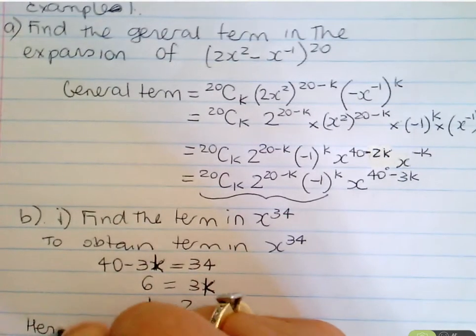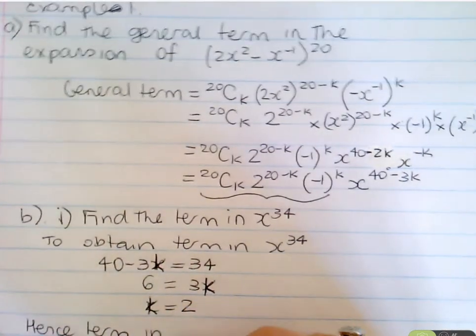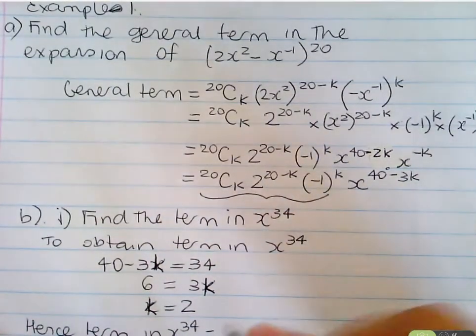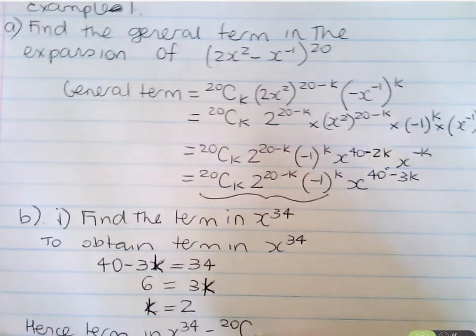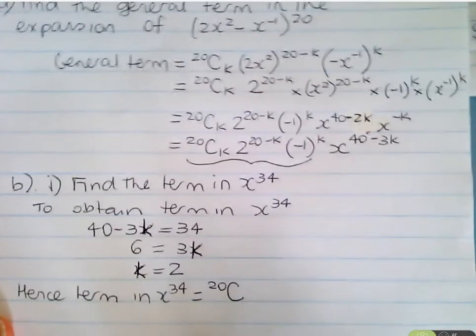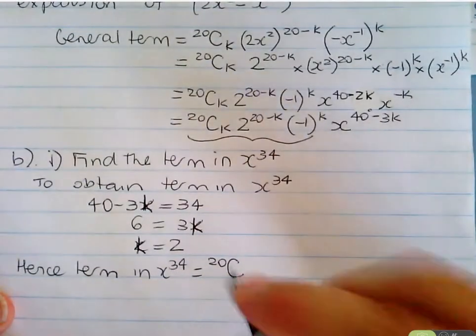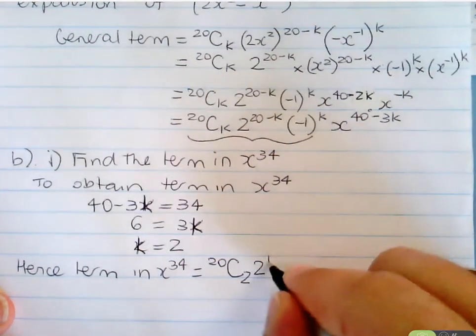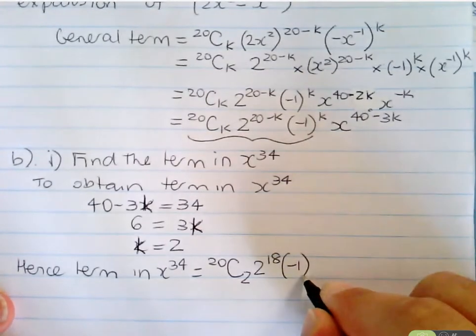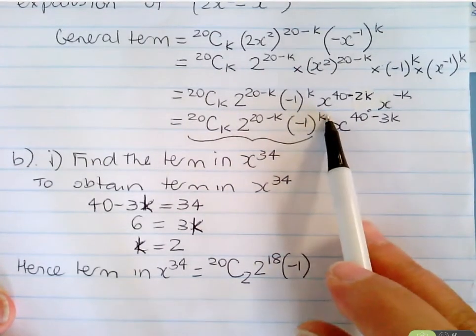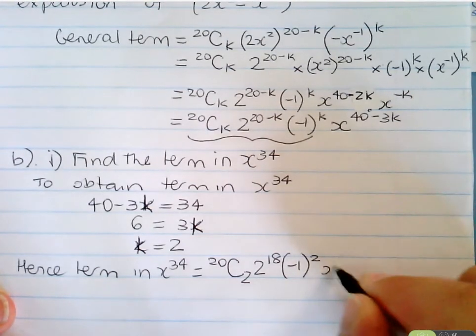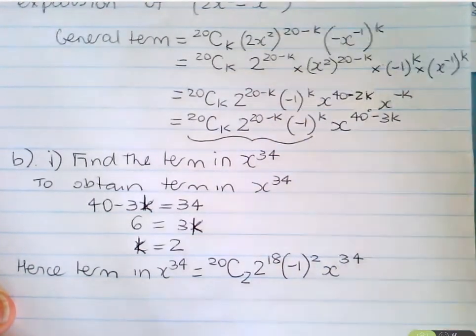So hence, the term in x to the 34 is going to be, I substitute into this general formula. It's 20c what? 2. 2 to the 18, negative 1. We're substituting k is 2 here. Negative 1 squared, x to the 34, obviously.